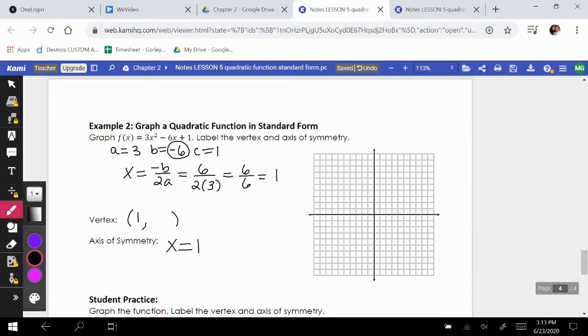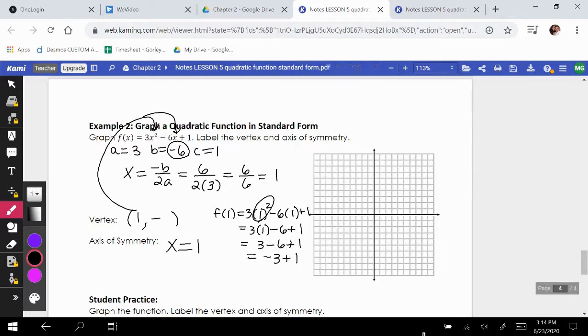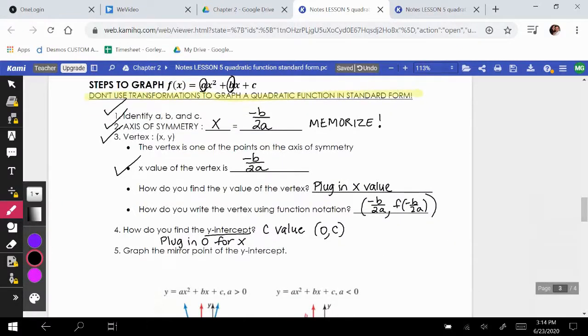Once I know that x is 1, I just plug 1 back into my function in order to get what the y output is. F of 1 equals 3 times 1 squared minus 6 times 1 plus 1. So that would be, do your exponent first, 3 times 1 minus 6 plus 1. What's 3 minus 6 plus 1? That would be -3 plus 1 or -2. Okay, so the vertex is 1, -2. See? How do you find the y value of the vertex? We just plug in the x value.